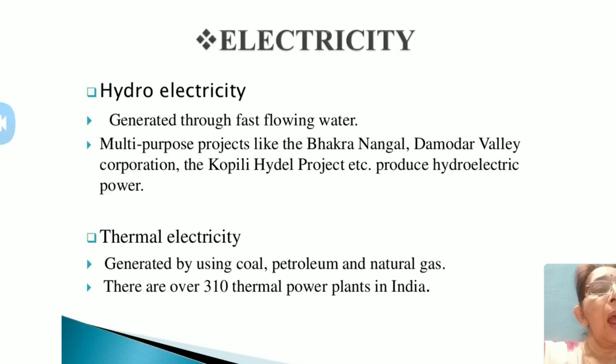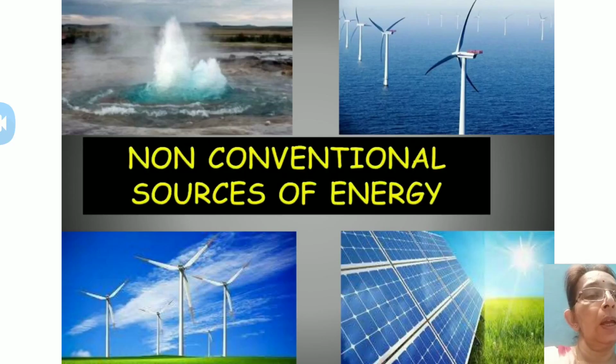Next, electricity. We produce electricity from two sources, hydroelectricity and thermal electricity. Hydroelectricity is generated through flowing river water. Multipurpose projects are the most important producers of hydroelectric power. Thermal electricity is generated by using coal, petroleum and natural gas. There are over 310 thermal power stations in India. Now, non-conventional sources of energy.